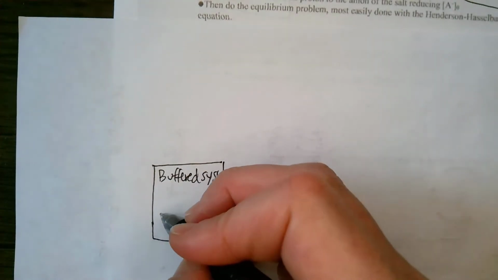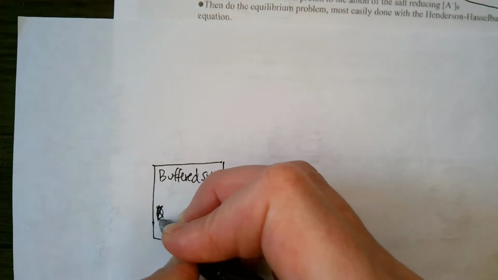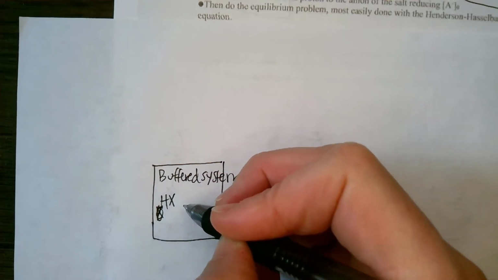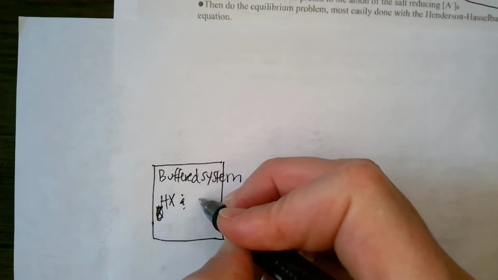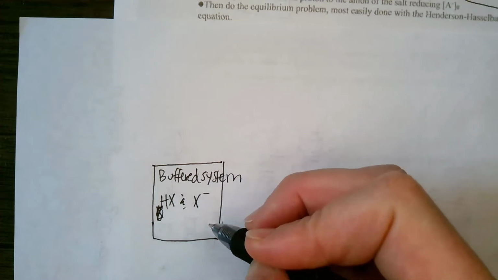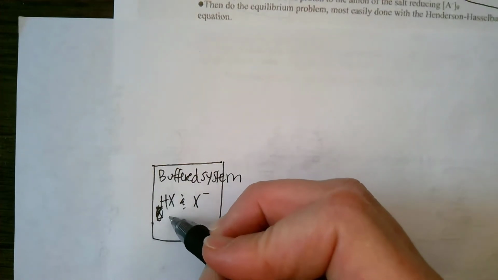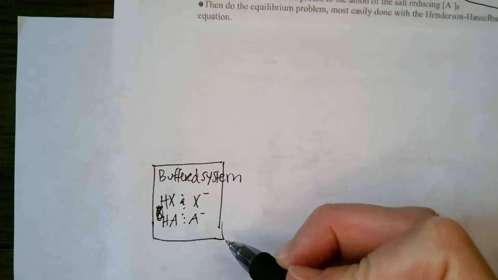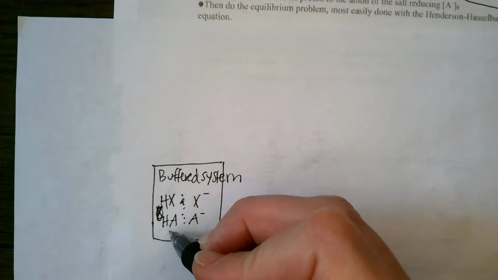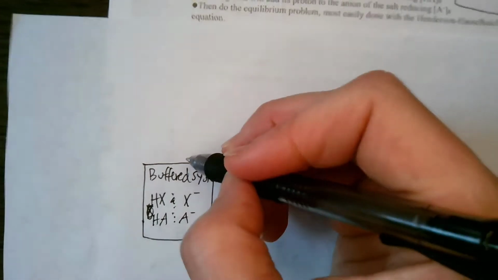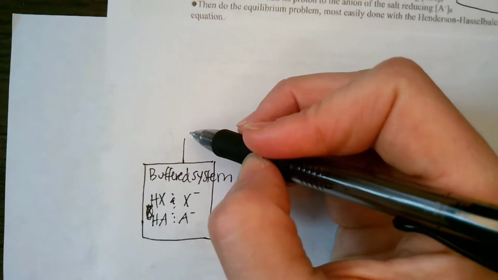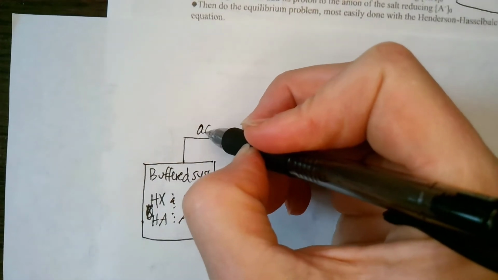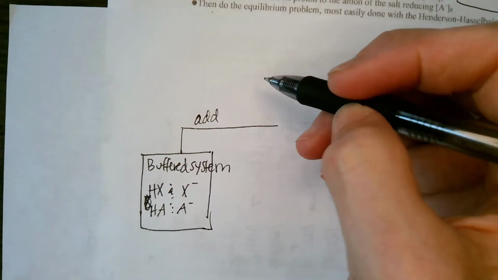And it contains my weak acid and its conjugate base, X negative. Maybe we call this HA and A negative, doesn't matter. But we have the possibility here of adding a strong acid.